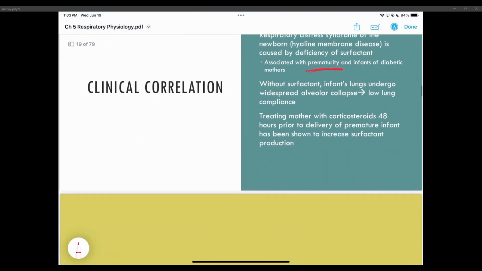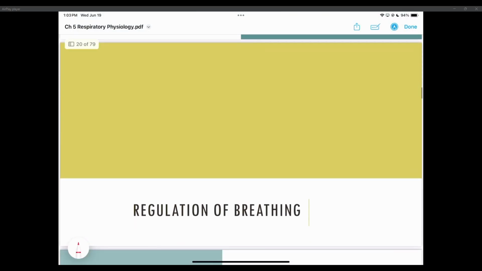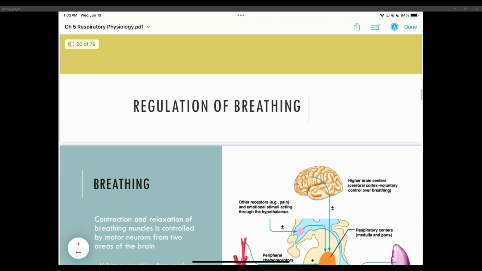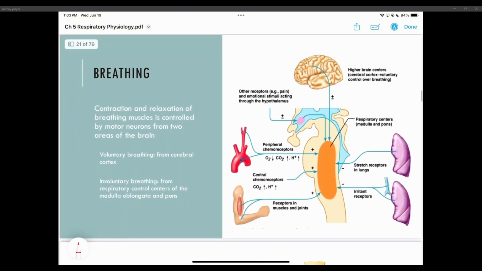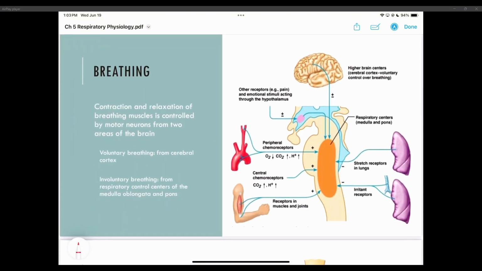Don't go crazy. Okay. Regulation of breathing. How do we regulate our breathing? This is a vital process, so of course it's going to happen in the brainstem, your medulla oblongata. Heart rate control is there. Breathing control is there as well.